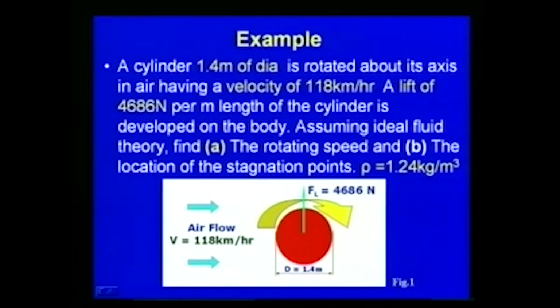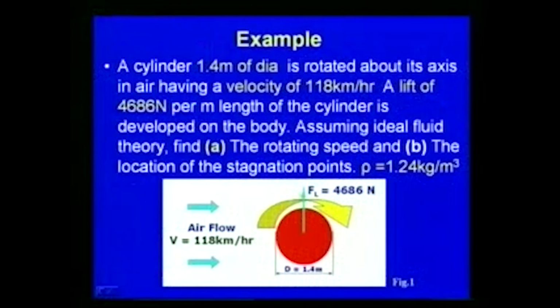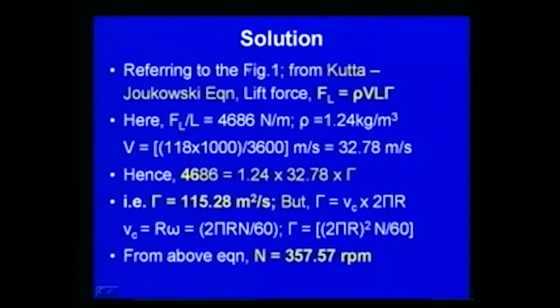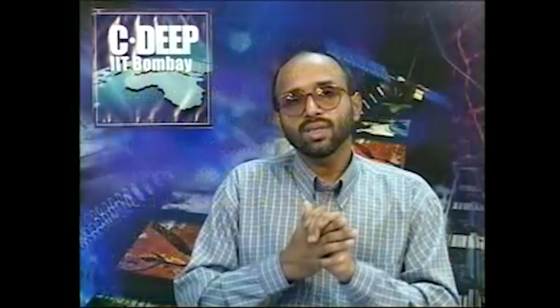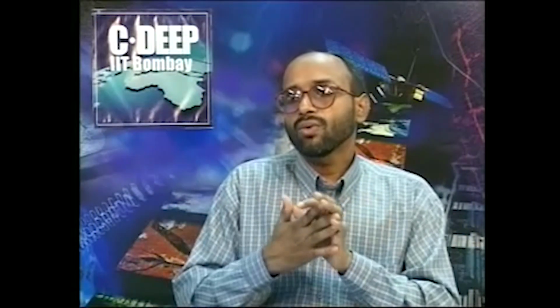So the problem here is we have a rotating cylinder and the diameter of the cylinder is 1.4 meter, as shown in this figure, and the free stream velocity, which is airflow, is 118 kilometer per hour, and it is observed that the lift force is 4686 Newton in this direction. We have to find out the rotating speed of this cylinder and the location of the stagnation point for the problem.